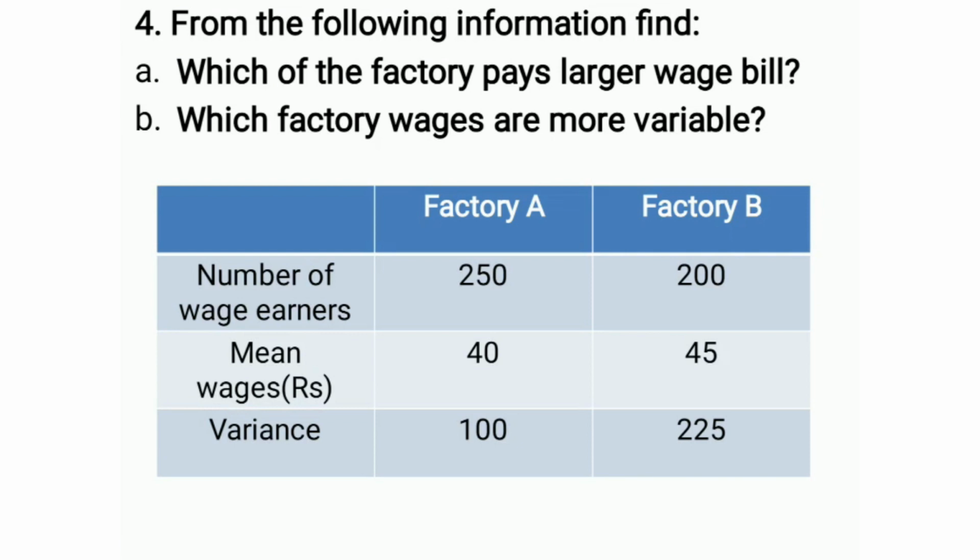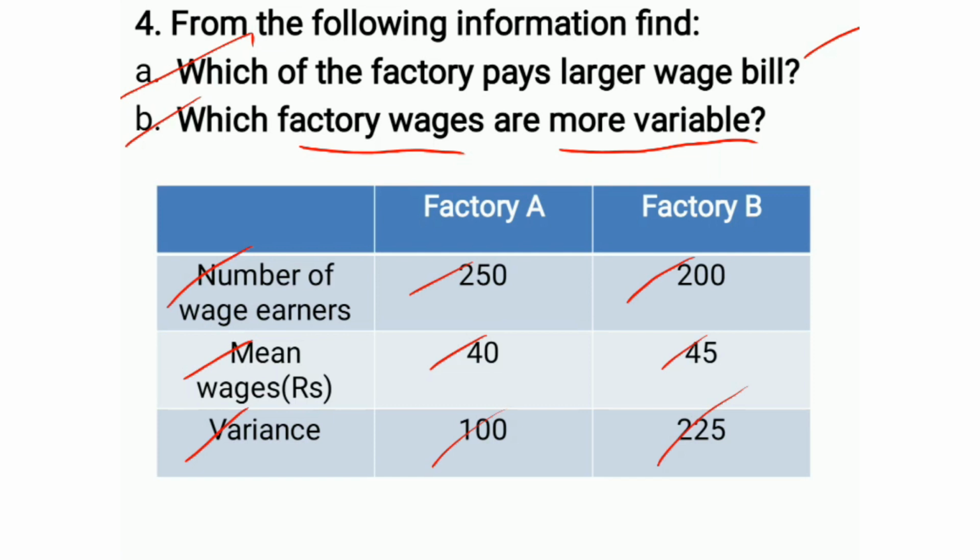Question number 4 of section B. From the following information, find which of the factories pays a larger wage bill. The second question: which factory's wages are more variable? The table states like this: number of employees or wage earners in factory A is 250, factory B is 200. Mean or average wages are 40 rupees and 45 rupees. Variance is 100 and 225. Okay, let us try to solve this.